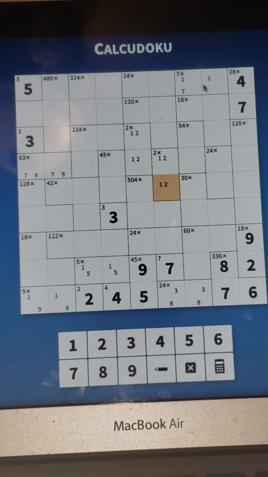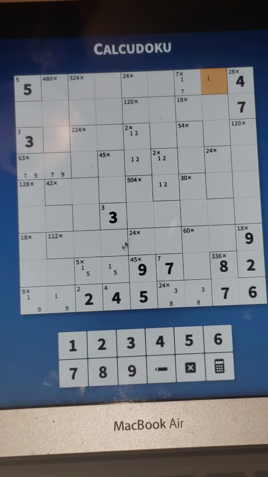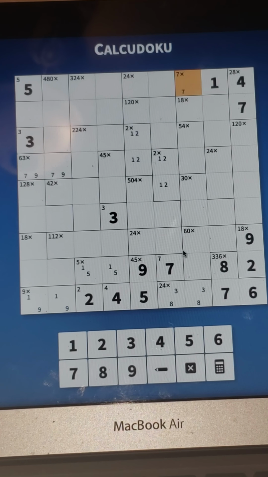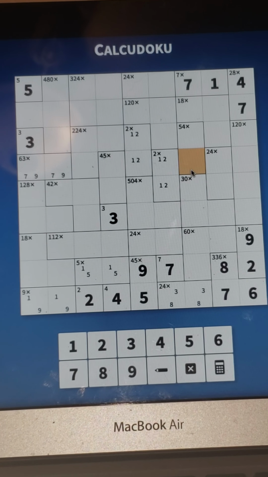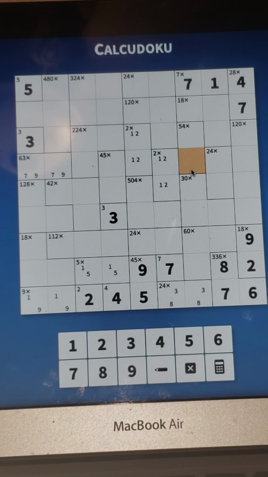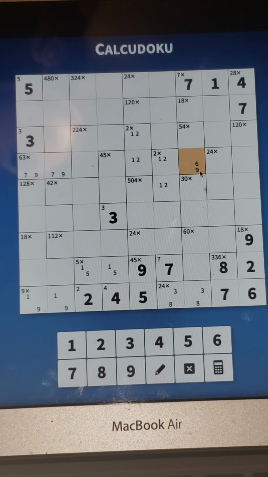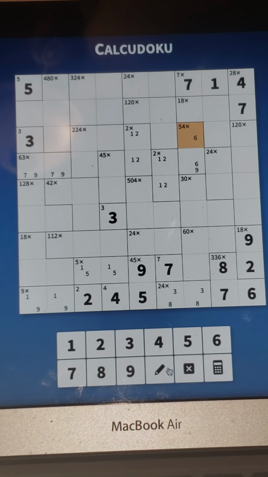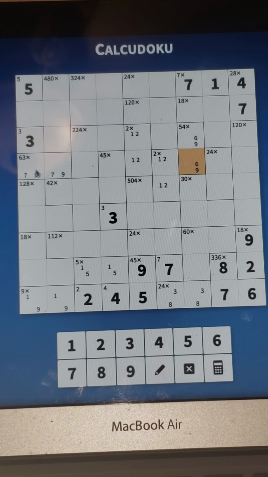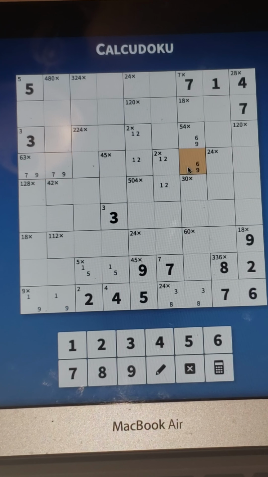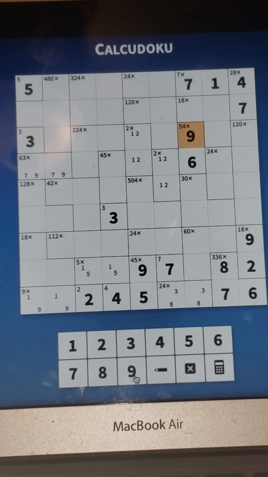Oops, I forgot about the top row. Since we put this 7 right here, this eliminates it and makes it a 1. Now 7. Now with the times 54, the only two factors that work are 6 and 9. And this box can't be a 9 because of these two 9s in the times 63. So now it's 6 and 9.